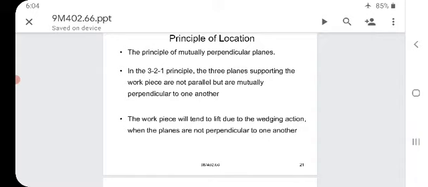So what will happen here? When the planes are not perpendicular to one another, the workpiece will tend to lift due to the wedging action.